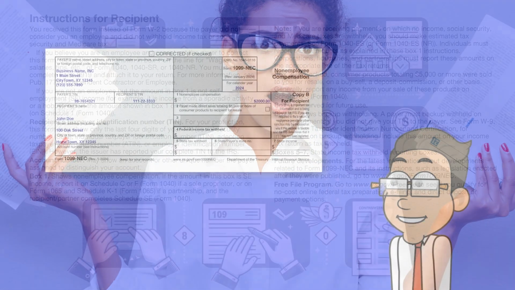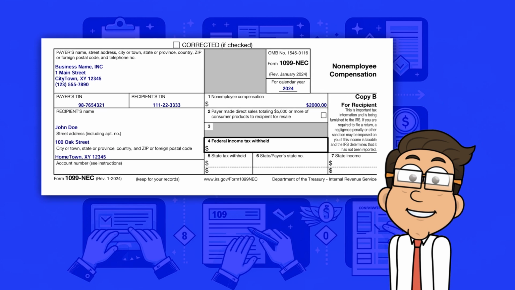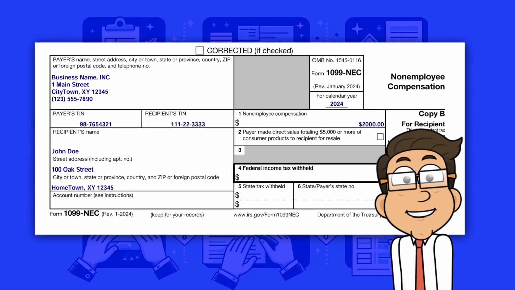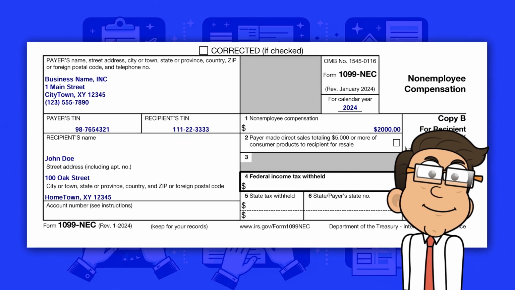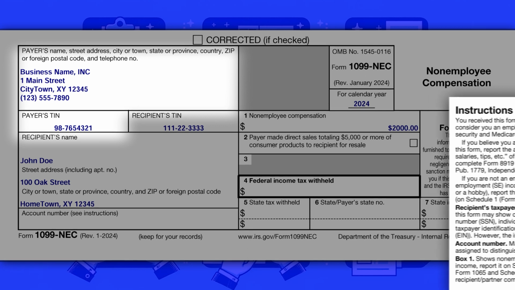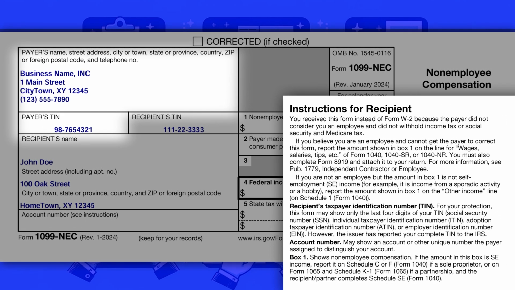Let's break it down step by step. First, when you get this form, don't panic. It's actually pretty straightforward once you know what you're looking at. Step 1. Look at the payer's information. This is the box at the top of the form, and is the company or person who paid you. Again, check that their details are correct, especially the TIN, or taxpayer identification number. If there's a mistake, reach out to them to get it fixed.